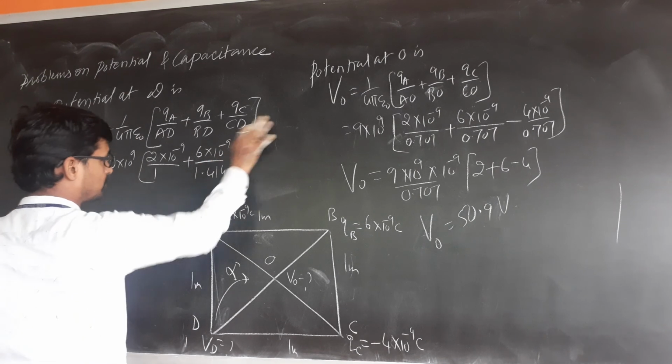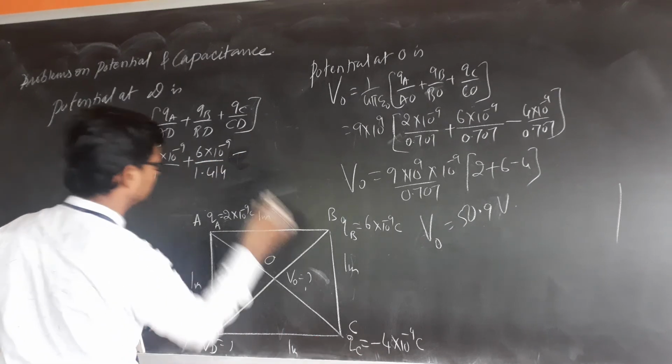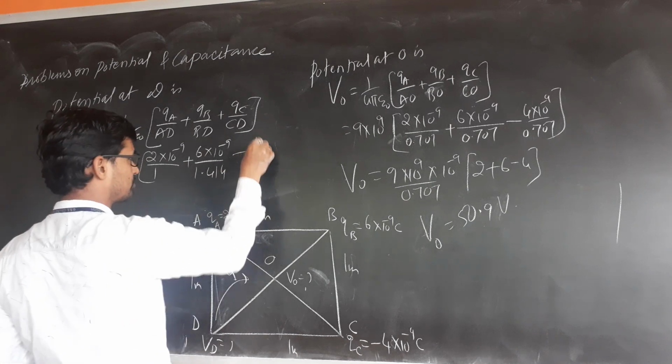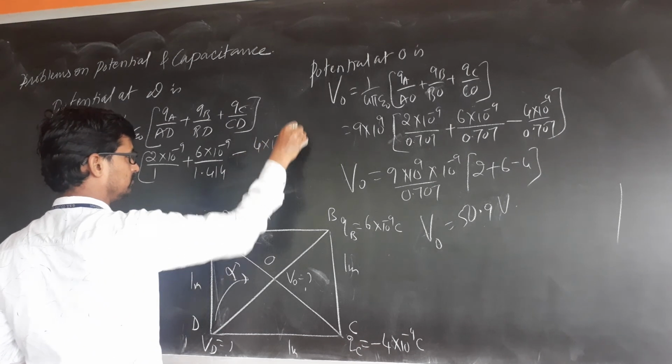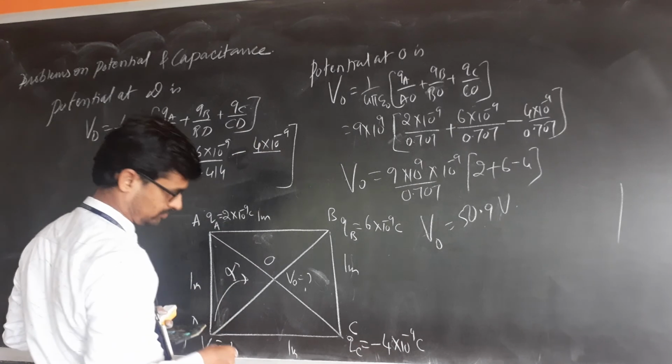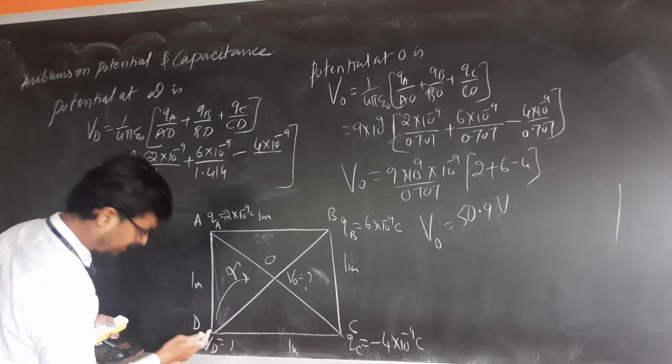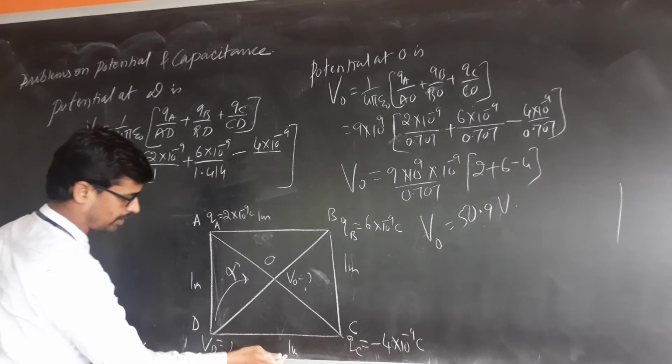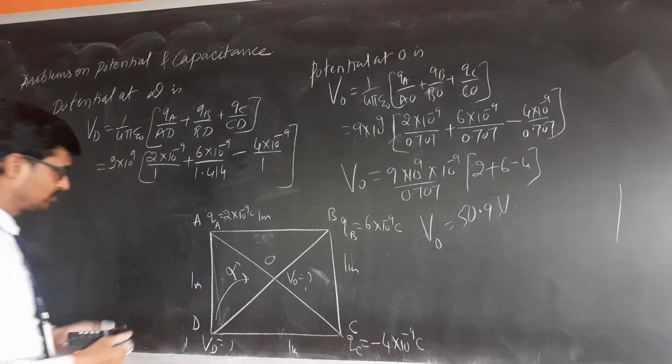Plus, please pardon me, QC is negative. Minus means you write minus only. 4 into 10 raised to minus 9, divided by, what is CD? CD how much? 1. So I will write 1. This one let us simplify.